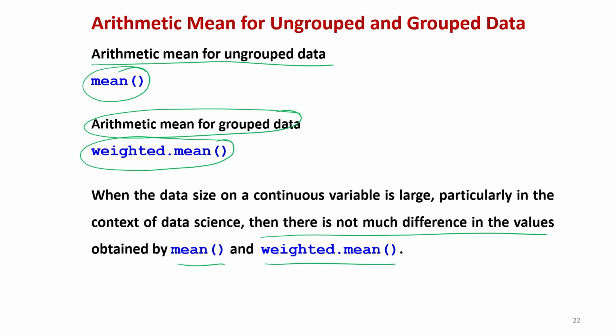For example, in this example which I took, the mean of the time, whether we consider it as grouped data or ungrouped data, is coming out to be exactly the same, right. And if your data size is quite large, quite huge, then you will see that the difference between the two processes is almost nil. So when you are considering the random variation in the data, a small difference in the values of the means obtained by either mean or weighted.mean will not make much difference.